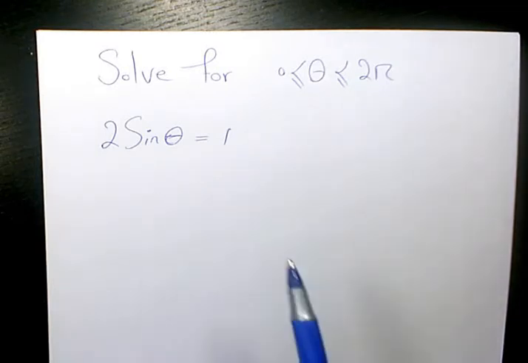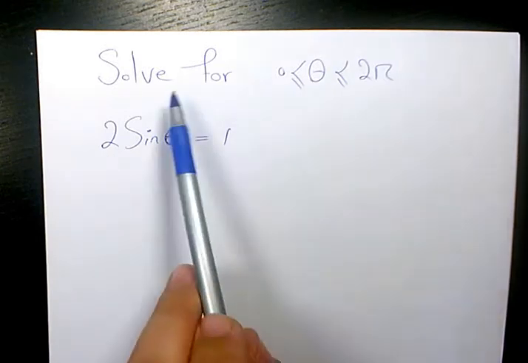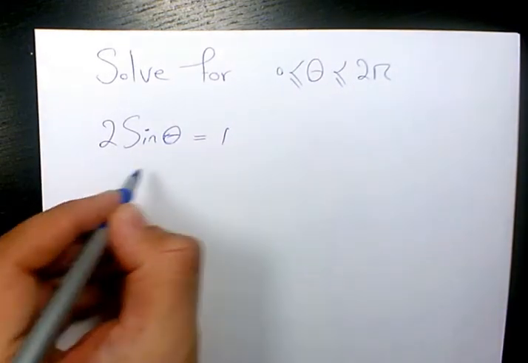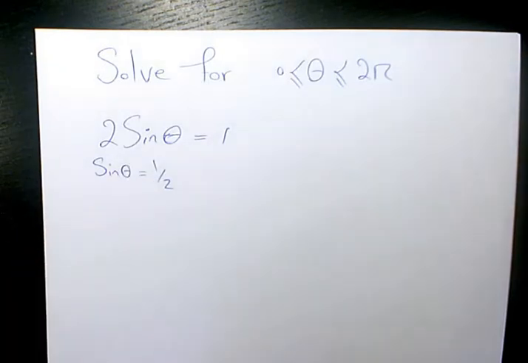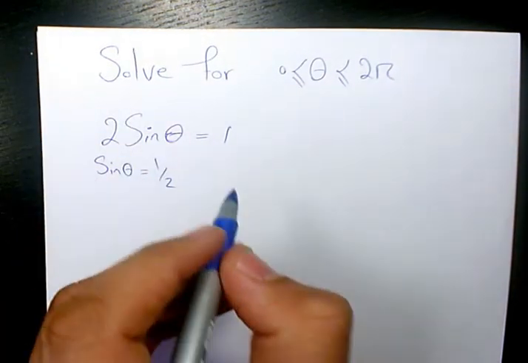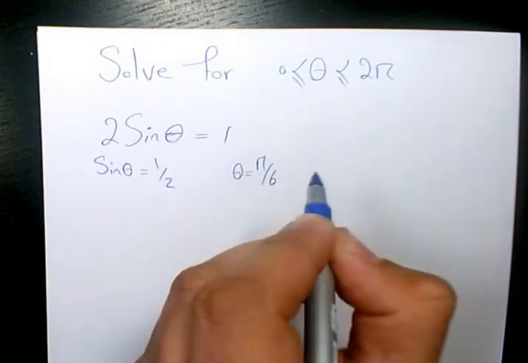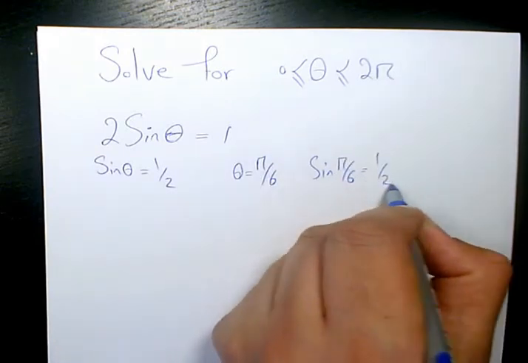I want to solve this trigonometric equation. It is a very simple equation. It is 2 sine theta equals 1, and I need to solve it for theta between 0 and 2 pi. So I'm going to isolate sine theta. Sine theta will be equal to 1 over 2. And we know when theta equals pi over 6, sine pi over 6 will be 1 over 2.